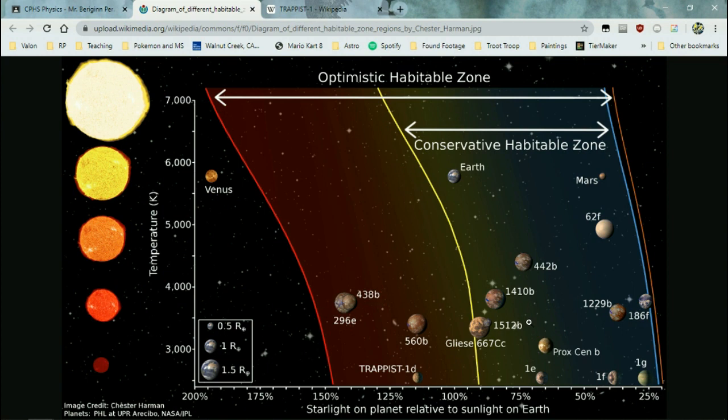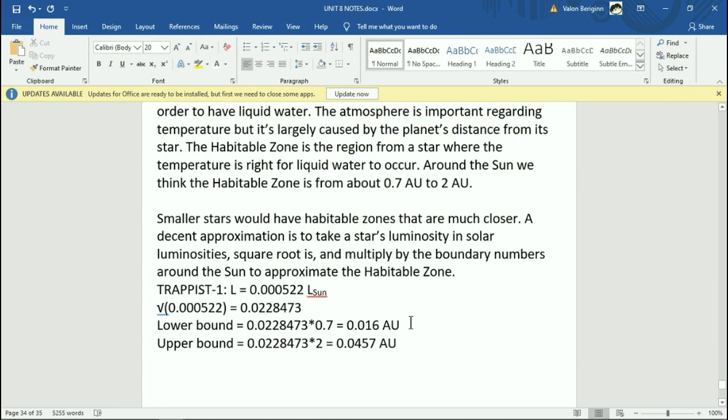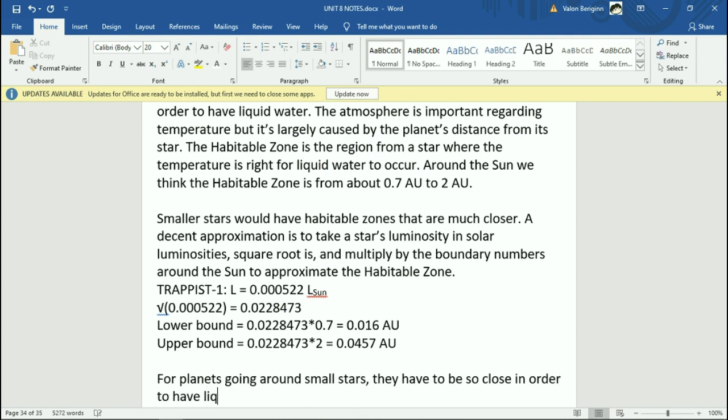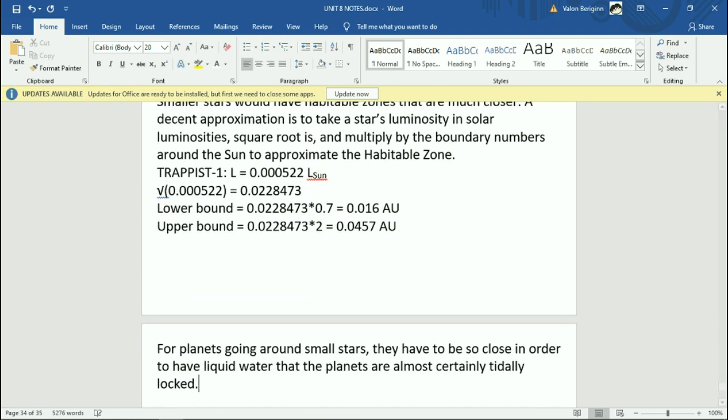So, most of these planets you notice are around small stars, and that's partly because there's a lot more of these M stars, and also because the star is smaller, it's easier for us to see the planet going in front of it. For planets going around small stars, they have to be so close in order to have liquid water that the planets are almost certainly tidally locked. Okay, so what does that mean? What does tidally locked mean?